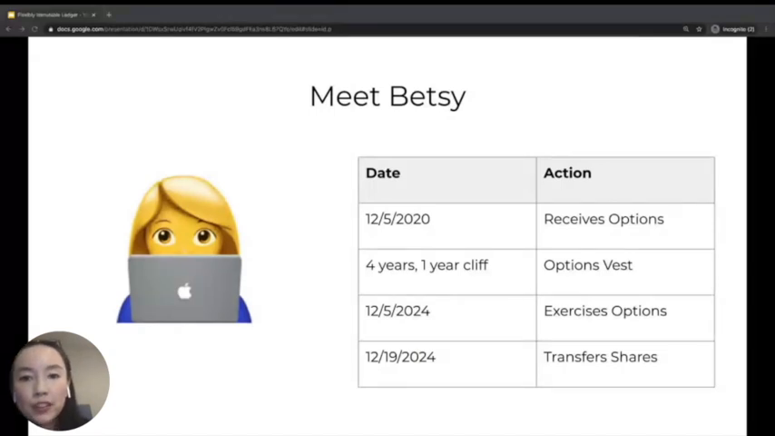So let's walk through a quick example. Meet Betsy. Betsy joins a startup as their first CEO, and she receives options. Her options, like most options today, are vesting over 4 years with a 1-year cliff, meaning that she gets 25% at year one. After her options vest, Betsy has the option to exercise her options and receive shares. And as the company nears IPO, it turns out they're doing really well. So what Betsy wants to do is take those shares and transfer them into a trust for her family.